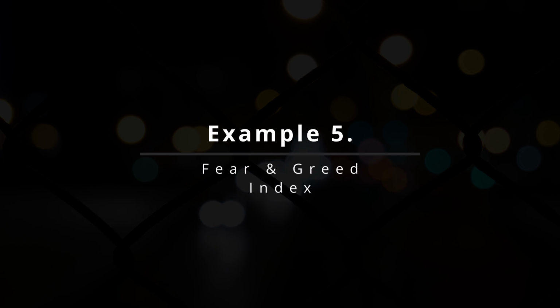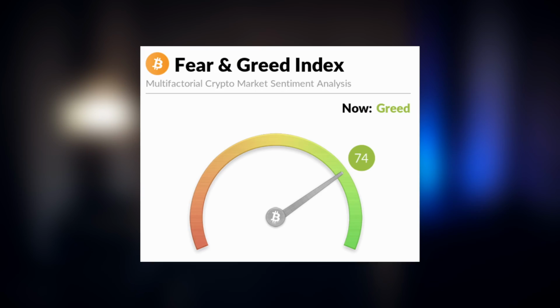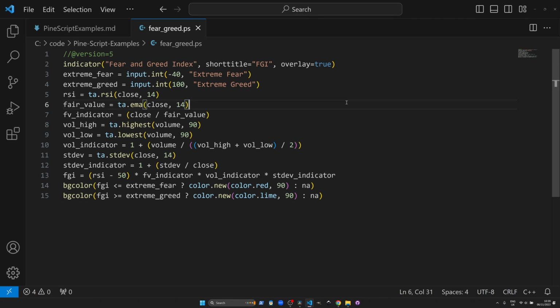Example 5, building a fear and greed index. I have an unfortunate permabull bias when it comes to digital assets. So in this next example, I want to create an indicator that warns me of periods where markets are at irrational extremes. The indicator uses multiple data points to create a fear and greed index. This will be overlaid on a chart to create a vertical overlay. Let's dive into the code.